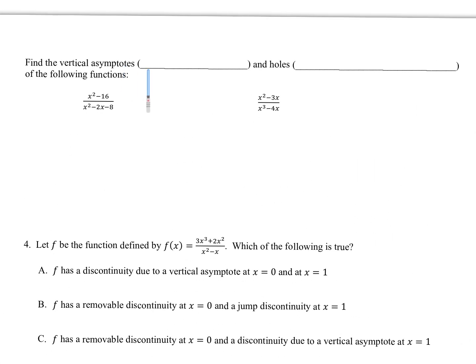Vertical asymptotes. Does anyone remember what makes a vertical asymptote? A vertical asymptote is when the denominator equals 0. So when the denominator is 0. Holes. Anyone remember where we have a hole? A hole is when you've got a common factor in the top and bottom.